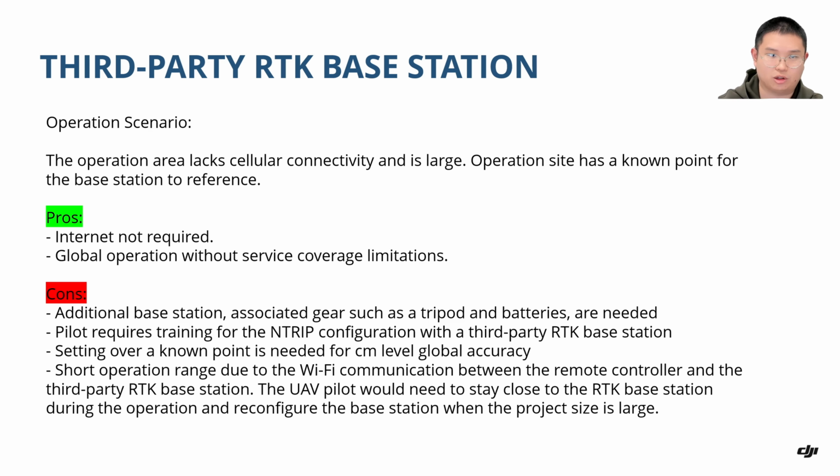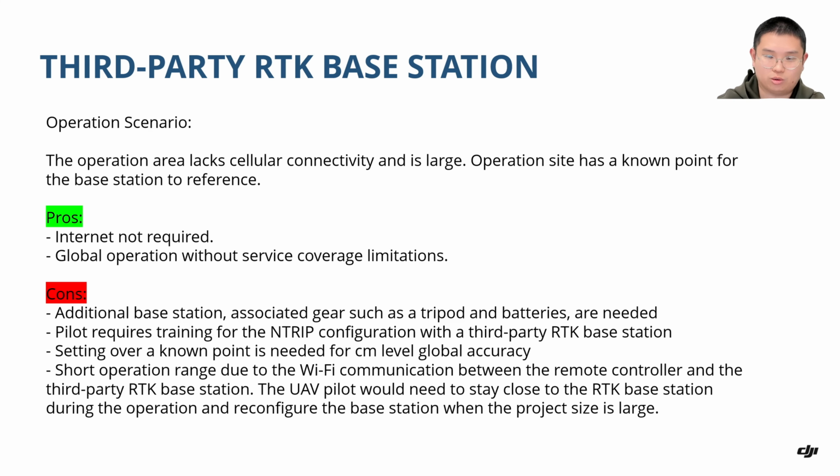And connecting the third-party RTK base station also uses the NTRIP protocol, and most base stations will broadcast a local Wi-Fi network for you to connect to. Because the connection is through Wi-Fi broadcast from the base station, the operation range can be very short. This is because you have to keep your remote controller connected to the third-party base station on the same Wi-Fi network. So that means you have to stay close to the third-party base station while operating the drone.